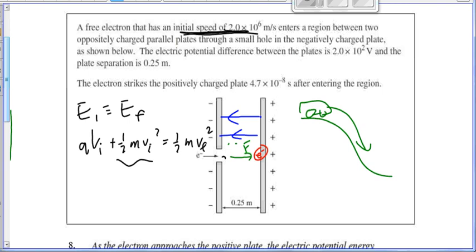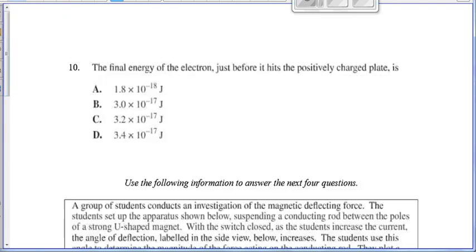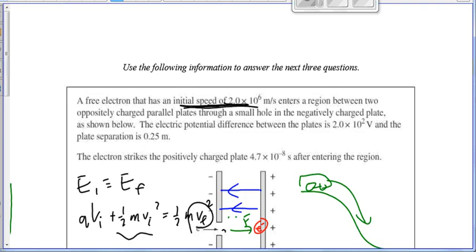Hey, we got all our numbers here. Just remember to drop the sign of the charge in there. Okay, plug everything in here, guys. We've got potential difference, the mass, the initial speed. Solve for the final speed. Sorry, actually, we're not solving for the final speed. We're solving for the final energy, right?